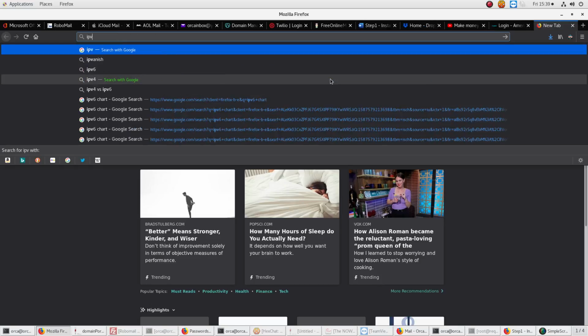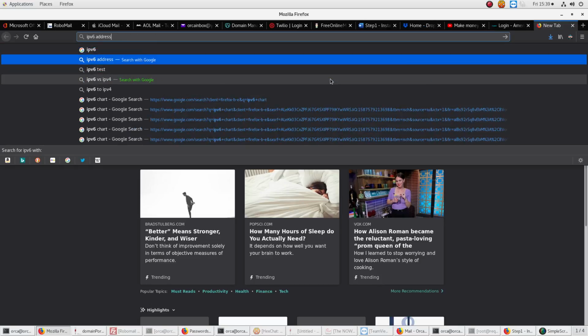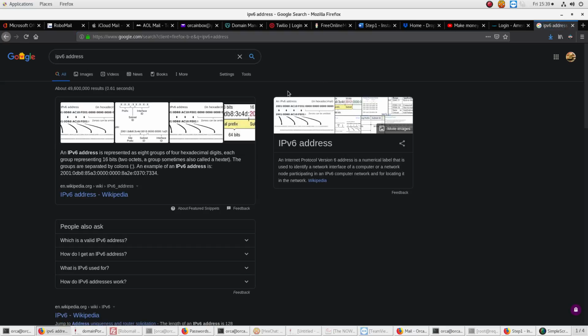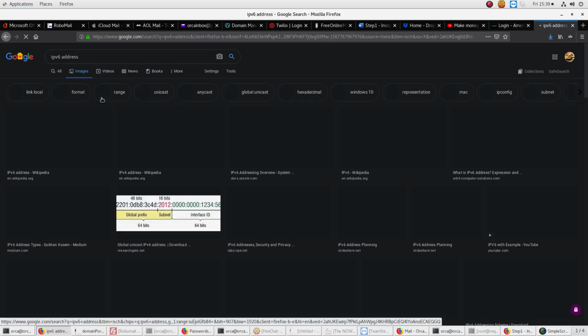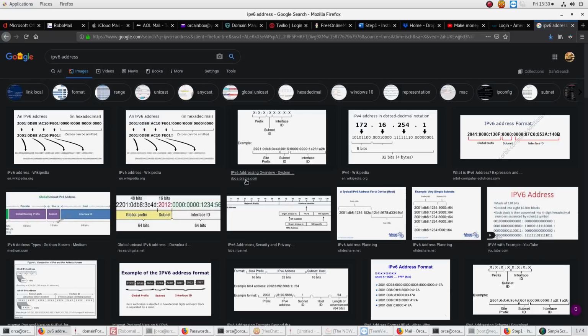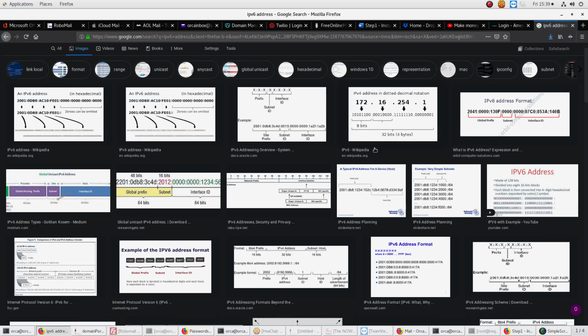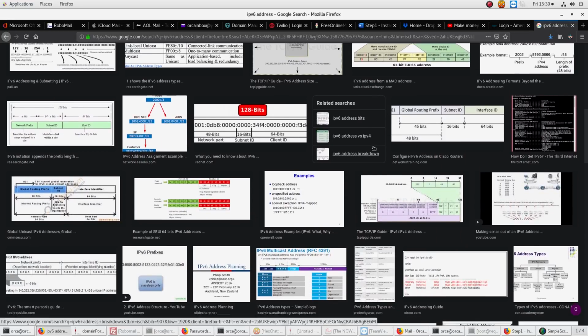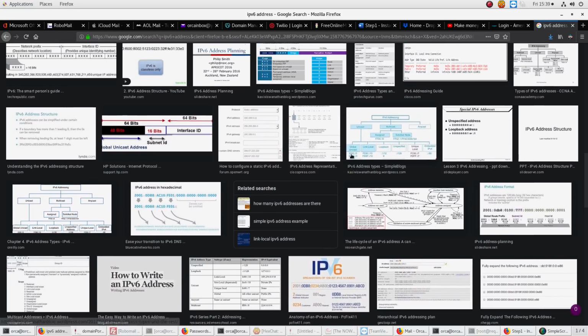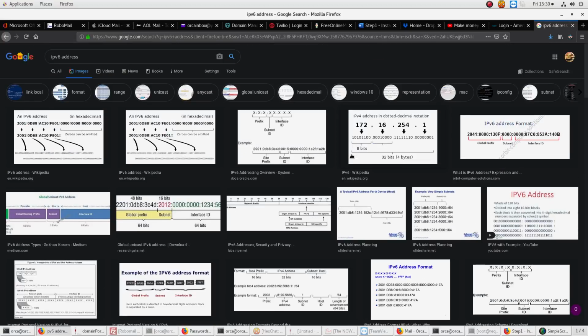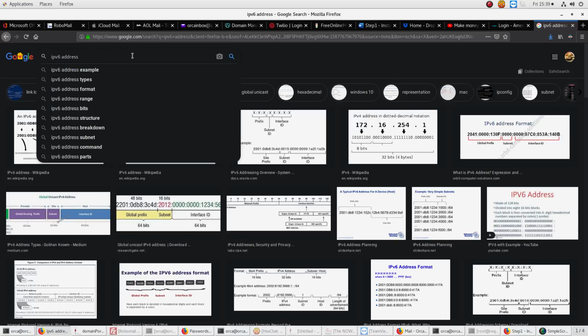Look up IPv6 address, and then we want to go to images. I don't know, but I want a range. All the numbers get very confusing, like the further you go down the math rabbit hole. A lot of people are experts in mathematics. I'm not an expert in mathematics, but I am very good with mathematics. Okay, so IP addresses, range, see that right there, boom.